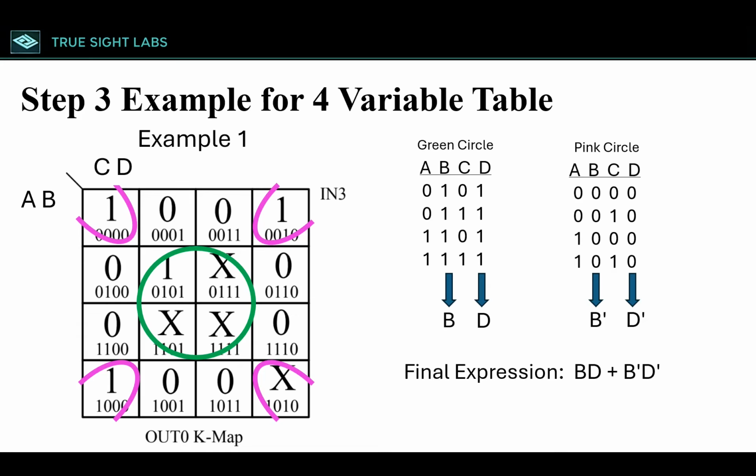For the green circle, B and D are the only variables that stay constant, so the term is BD. For the pink circle, B is always 0, and D is always 0, so the term is B prime D prime. Then we simply add the terms together. The final expression is BD plus B prime D prime.